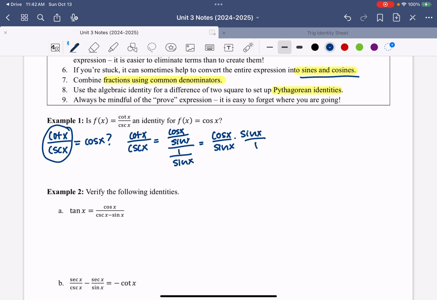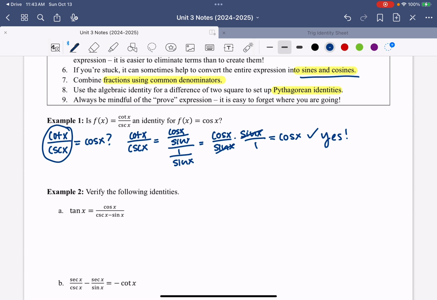Okay, when I do that, I see that I have a quantity of sine in the numerator and the denominator, so those will divide to be 1, and I am left with cosine of x. So in this case, this was an identity for cosine of x, because when I manipulated it, it gave me cosine of x. So that's really what we're going to be doing within our trig proofs, okay?